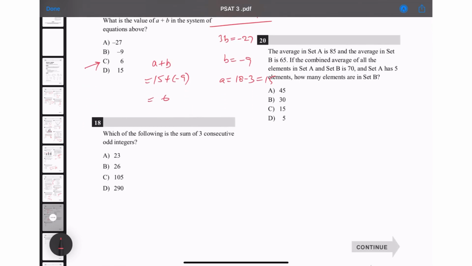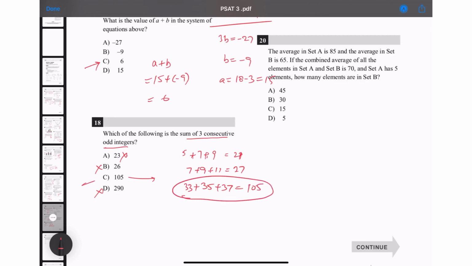Going to question number 18. Which of the following is the sum of 3 consecutive odd integers? So students, dear students, just observe here that if we have 3 consecutive odd integers or any 3 odd integers, the sum is always odd. It can't be even. So even numbers are ruled out. Now which three consecutive numbers will give you 23? If I take 5, 7 and 9 and add them, I will get 21. If I take 7, 9 and 11, I will get 27. It means that this is not the option. But here I can take 35 minus 2, 35 and 35 plus 2. This will give you 105. So it means that 105 is the right choice.